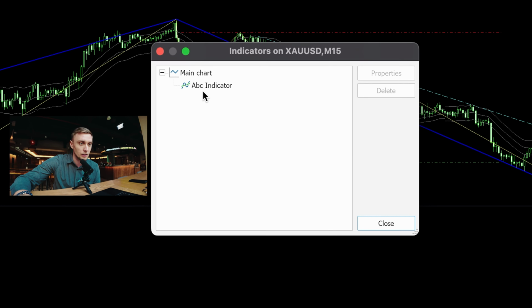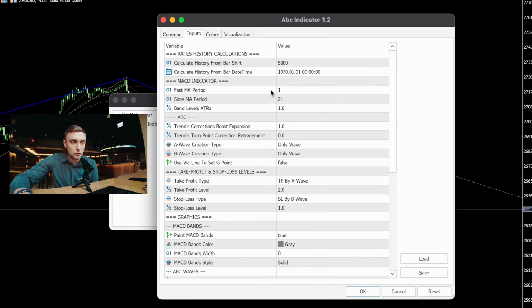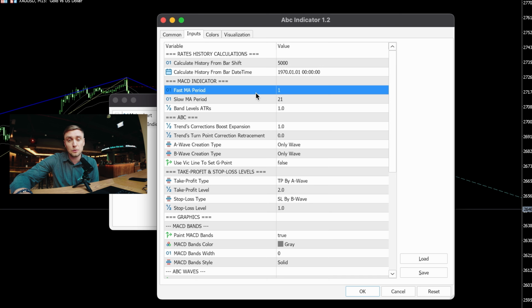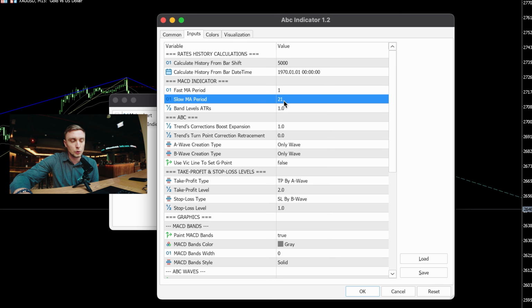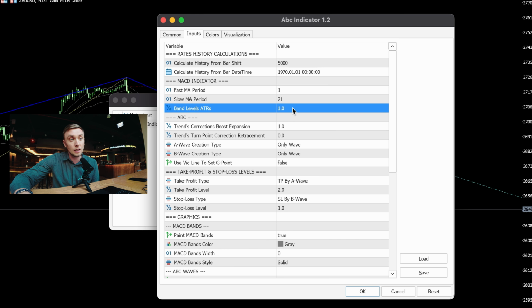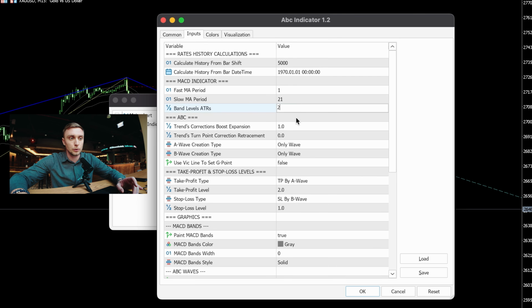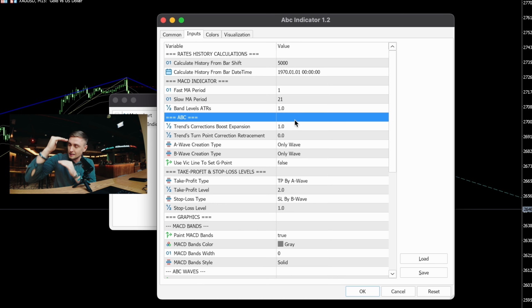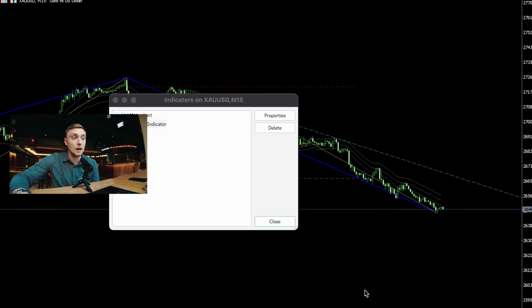So if we go to the indicator list, we go to the properties. You will be able to see two moving averages. The parameters of them you can easily change. We have fast 1, slow 21, and don't forget that just the crossing of moving averages is not enough, because moving averages, as I told you one more time, are very sensitive to range periods of time. So that's why we are adding a minimum distance when they are crossing. For example, here we have band levels ATR 1. So it will be connected to the value of the ATR, and we can put some multiplier, for example 3 or for example 2. So this distance between the moving averages will be even higher.